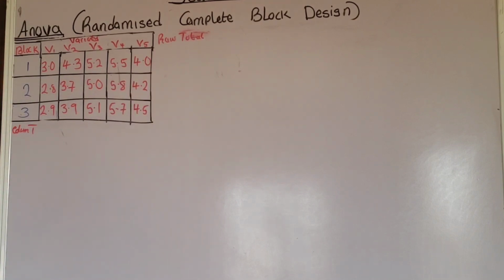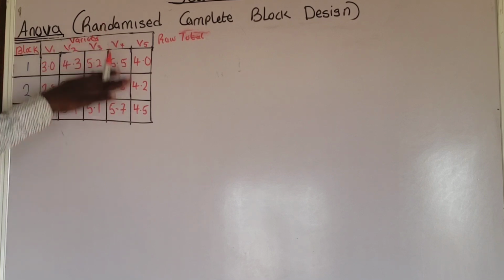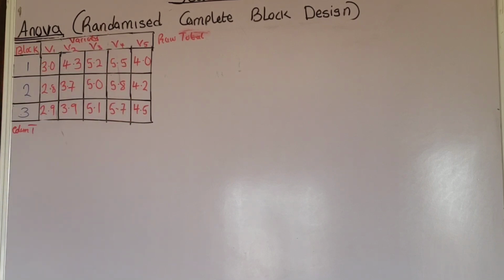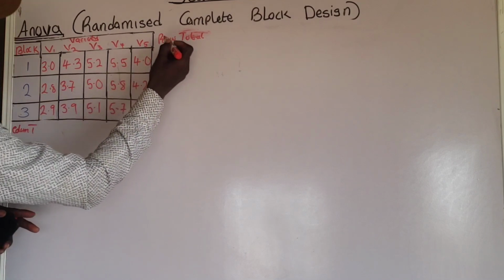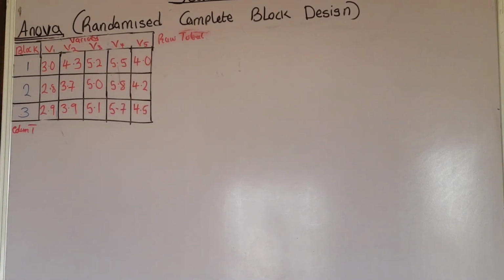In this question, the parameter that falls in the column is the variety. In our previous class, the kind of randomized block design that we saw, the variety falls in the row. But in this question, the variety falls in the column. It is the block that is in the row now. Don't get confused.